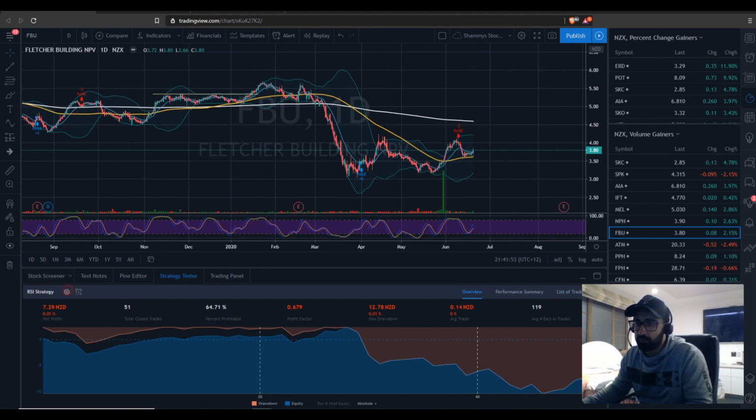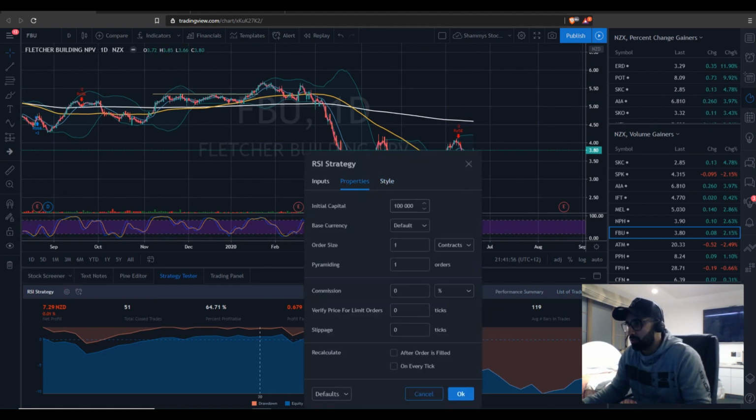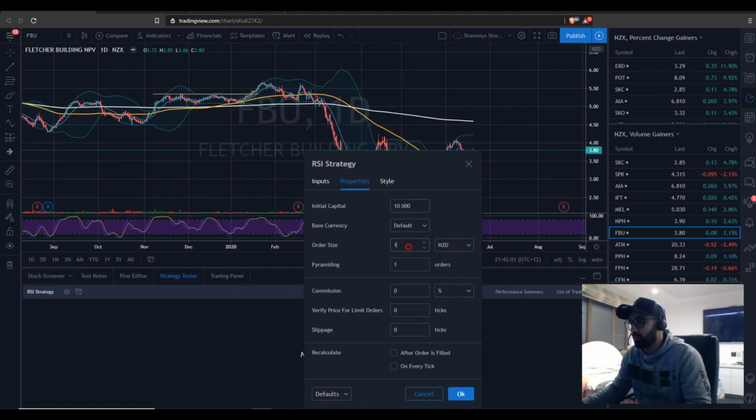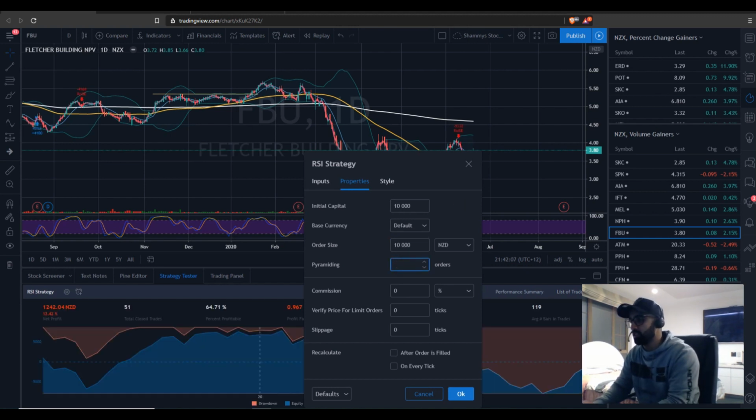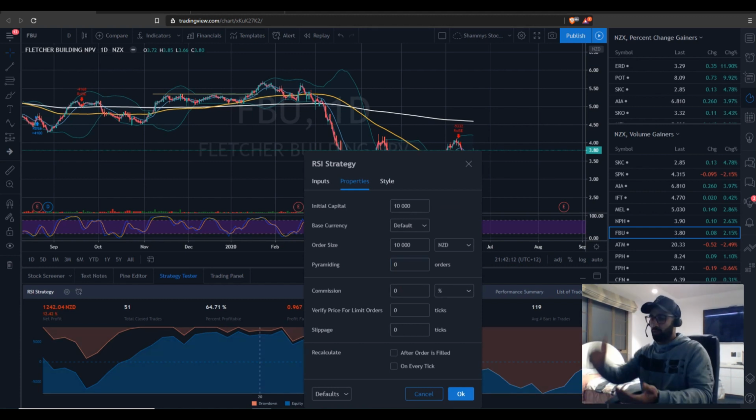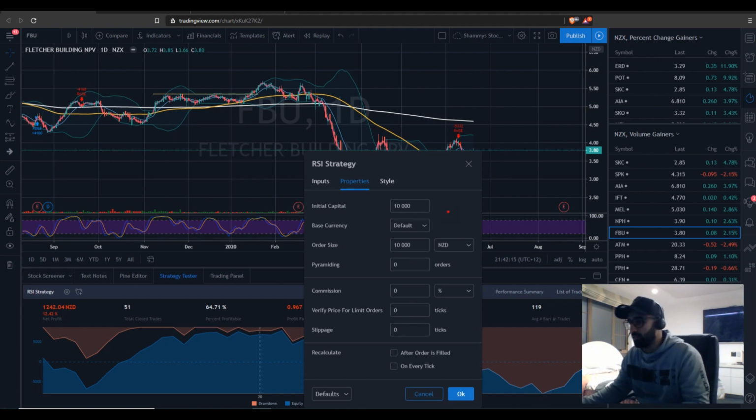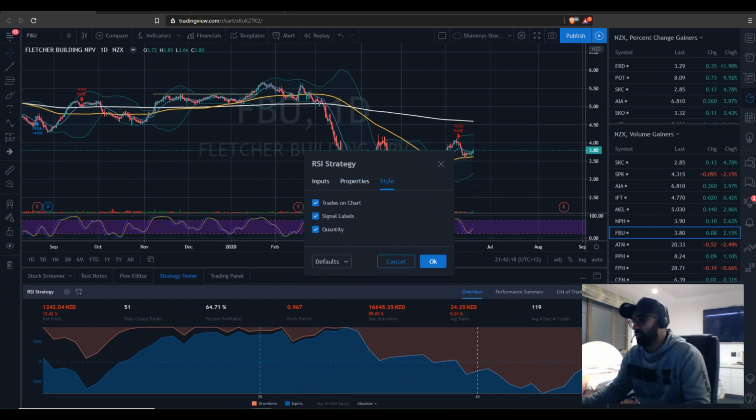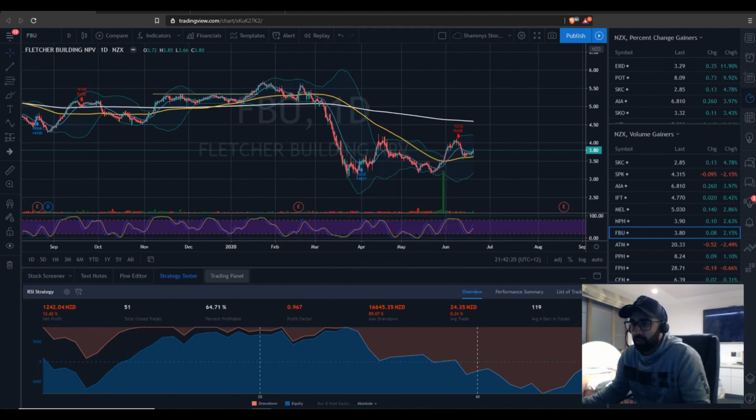You can go in here and set your initial capital. Say mine's 10,000, and my order size will be, I probably took 10,000 at once in a stock. Pyramiding just means that if it does go down, we'll buy some more. If you just want to buy it once, I'm just doing a random sort of thing. All right, here we go. This strategy is 64% profitable on this particular stock, which is pretty good. It's closed 51 trades.